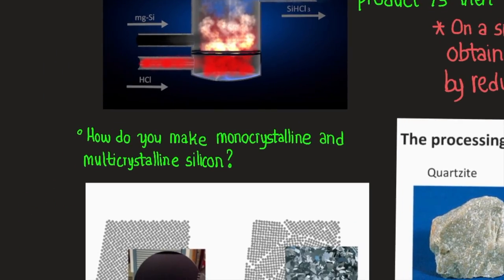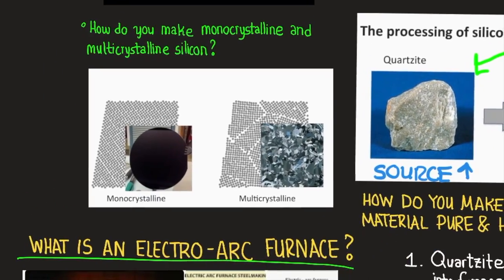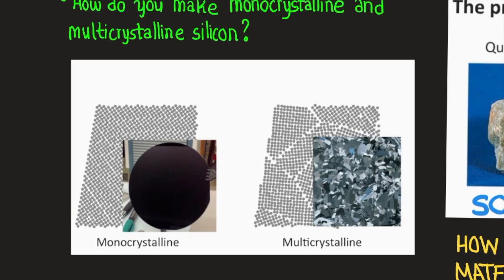So how do you make monocrystalline and multicrystalline silicon according to the video? So here we have an example of monocrystalline and multicrystalline silicon. The difference between monocrystalline silicon and multicrystalline silicon is that monocrystalline silicon is all one unit, it's all one crystal, and it's useful to make silicon wafers. We can't make silicon wafers or chips if we have multicrystalline silicons. We use that for other things, but we need monocrystalline silicon to make silicon chips.